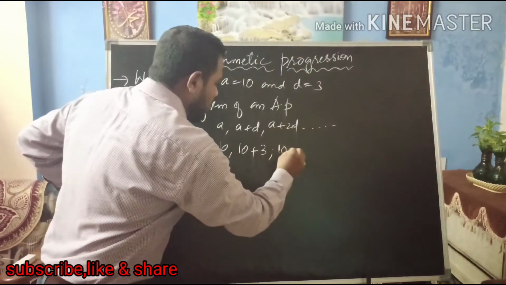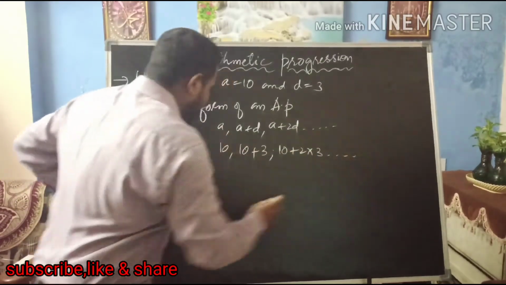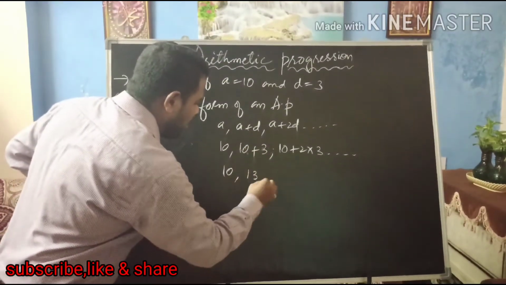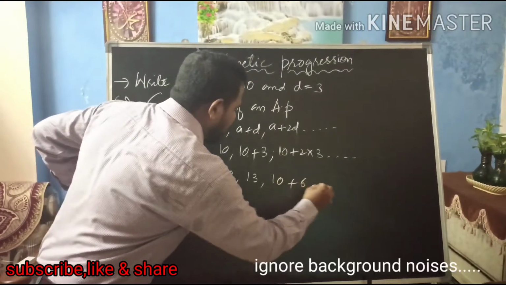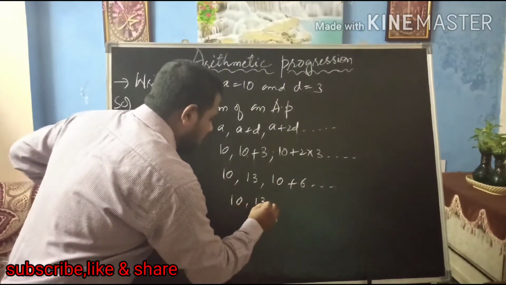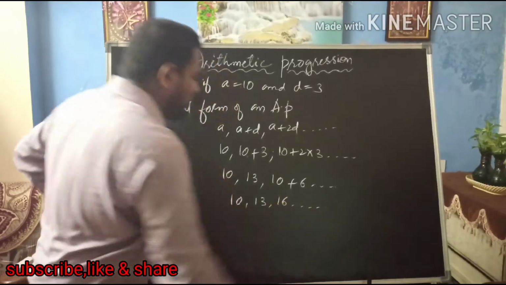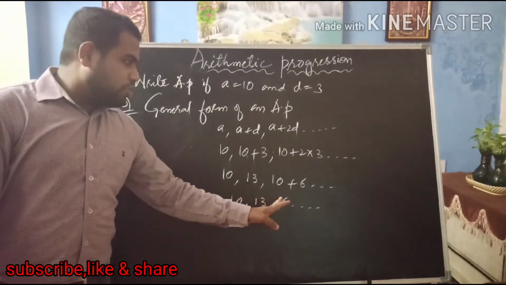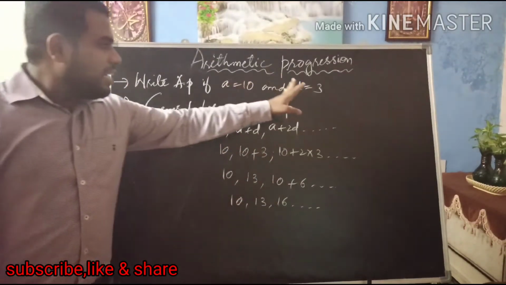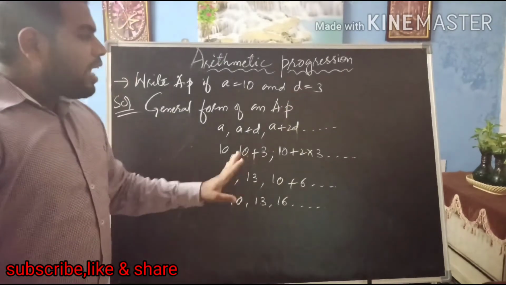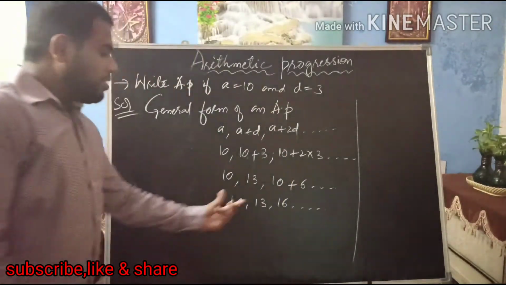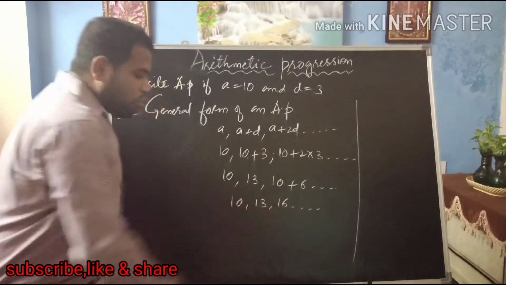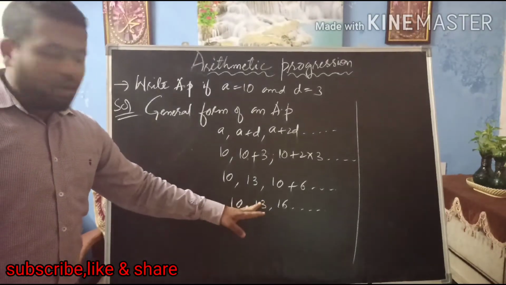Then 10 plus 2 into 3. When you add 10 plus 3, it is going to be 13. Now it's 10 plus 6. So 10, 13, and the next is going to be 16. See here, the general form of the AP is 10, 13, 16, given the first term 10 and common difference 3. One thing I want to tell you: this is a sequence, this is an AP series. If you see the difference between these terms, you will see the difference is 3.